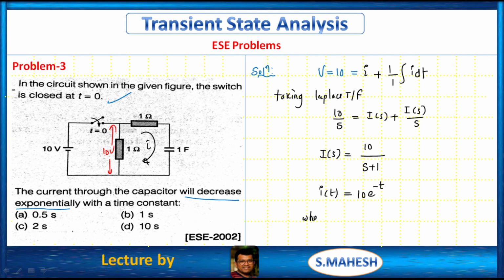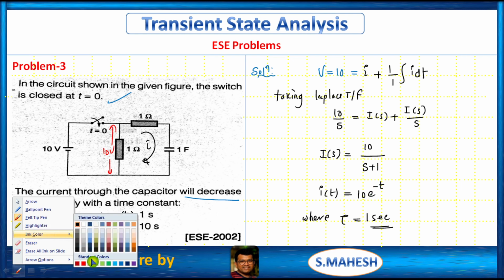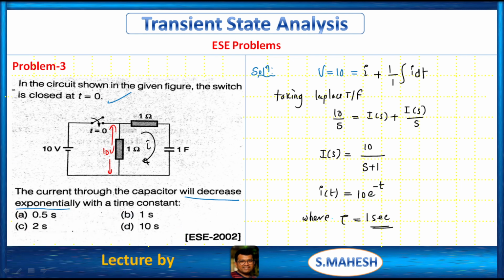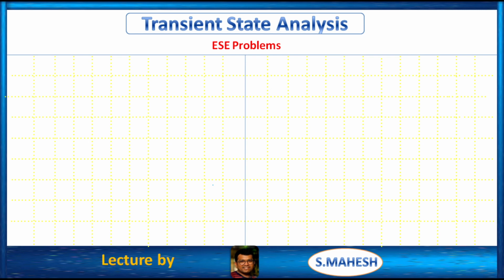Where tau equals 1 second. From this, we can conclude the representation is 10 into e power minus t by tau, right? That is the actual representation, but we can say that tau is equal to 1 second only. The option is 1 second. Or we can calculate by another method.